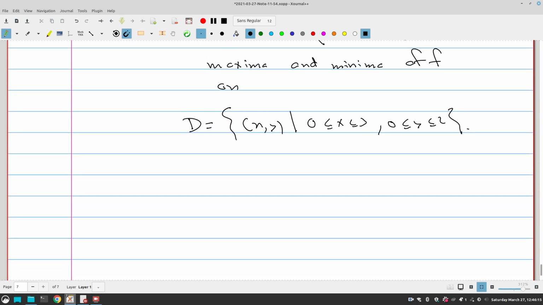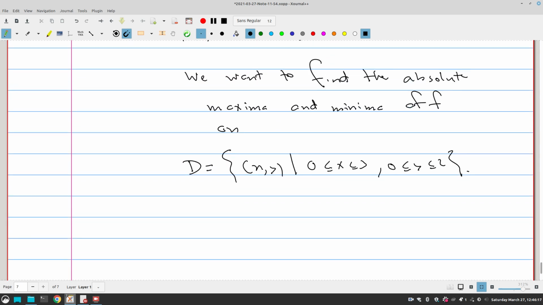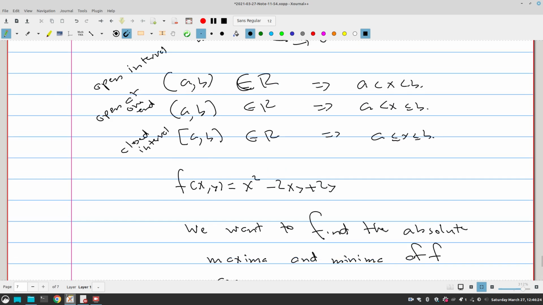Okay, so what was step 1? Step 1 was find. Now notice that f is a polynomial function of x and y, and polynomials are continuous, hence f is continuous.